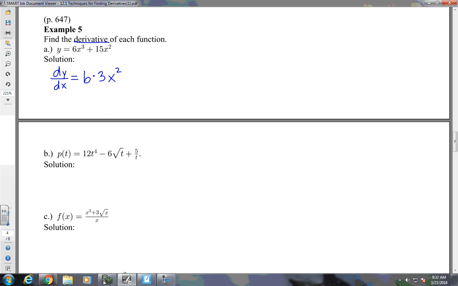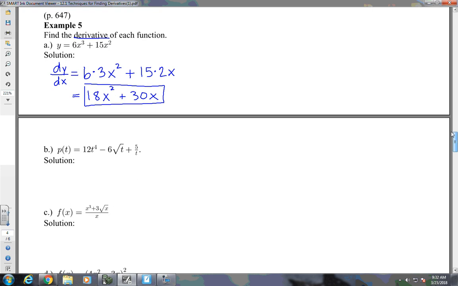We're going to do the same technique to the second term. So we record that constant multiplier in the derivative, and then we apply the power rule to x squared. So the exponent becomes the coefficient, and then we decrease the exponent by 1. So the original exponent was 2. If we subtract 1 from that, our new exponent is 1. When we simplify, we end up with 18x squared plus 30x. So that is the derivative of our function. Again, it's much easier and much more convenient than differentiating by definition.